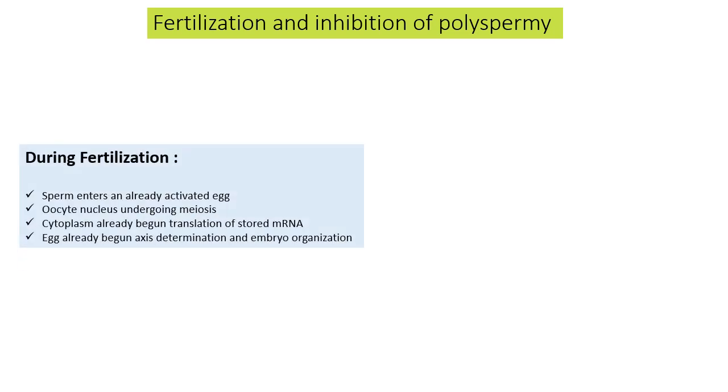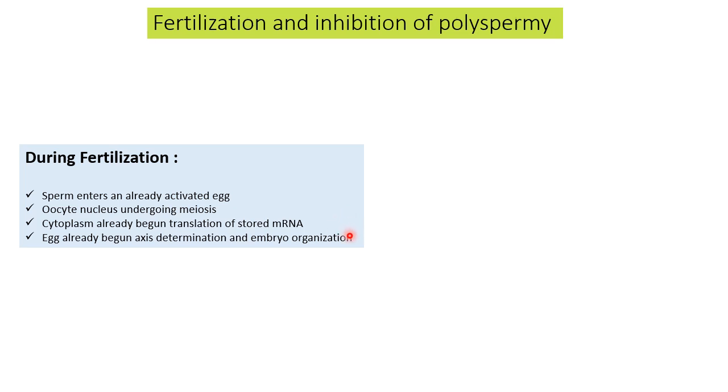So this is a small slide discussing fertilization and how Drosophila inhibits polyspermy. During fertilization, sperm enters an already activated egg. That is, the egg has already begun the process to specify its axis. Now, the cytoplasm had already begun translation of stored mRNA so that all those proteins can help in axis formation.